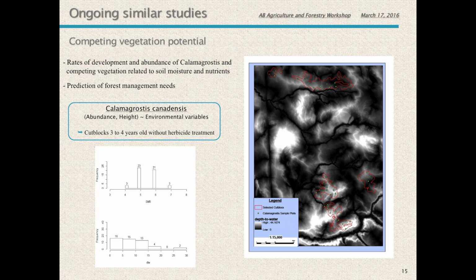For that, we selected several cut blocks, 3 to 4 years old without herbicide treatment, because we want fully developed calamagrostis cover in the block so we can test this relationship. Also, we selected those blocks to capture the range of site conditions, in terms of soil moisture regime and depth to water, and some very preliminary analysis shows that we also have a significant relationship between calamagrostis height and depth to water.